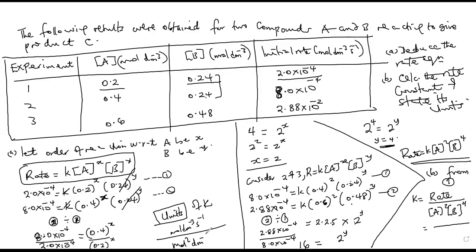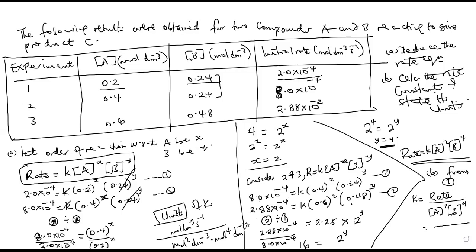So concentration of A squared will be moles square, decimeter power negative 3, times another, this is power 4 now. So it will be moles power 4, decimeter power 4. It was moles per decimeter cubed, but we are multiplying for, so it will be 12. Okay, it is going to be 12.